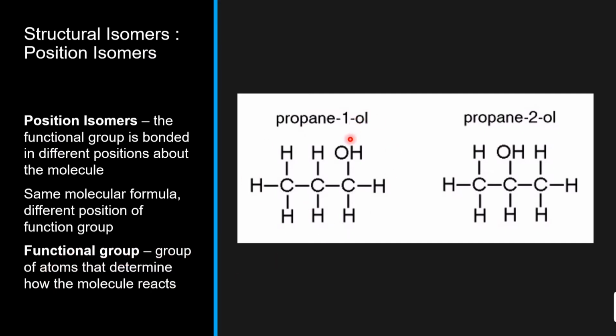So in our example here, we have our OH group bonded to this carbon, and in this molecule we have our OH group bonded to the middle carbon. So even though they have the same molecular formula, the same number and type of atoms, they're bonded in a different way because the functional group is bonded to a different atom.